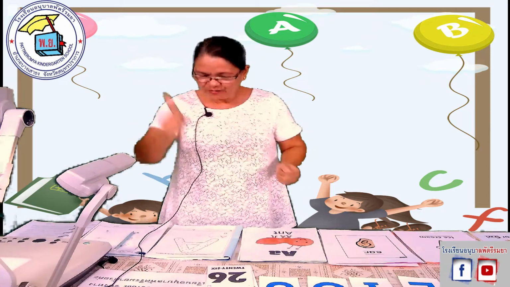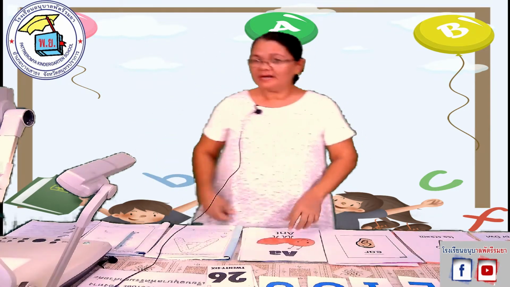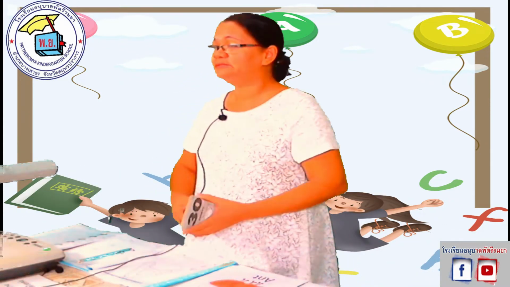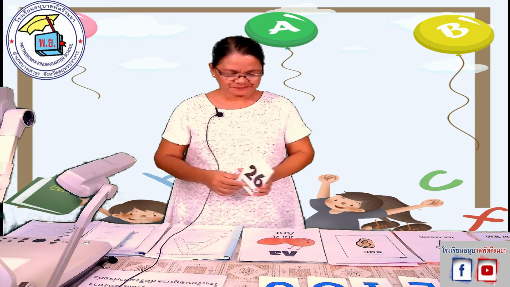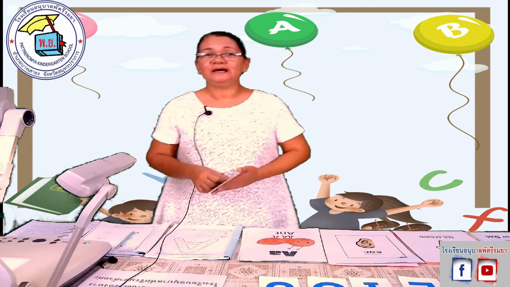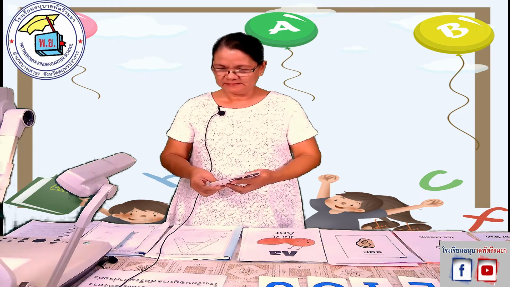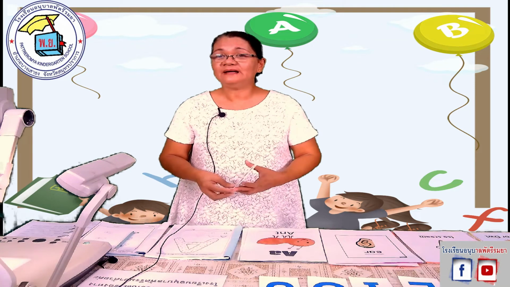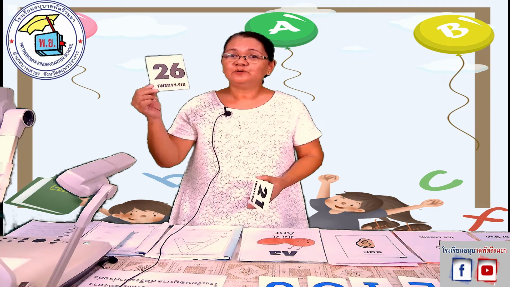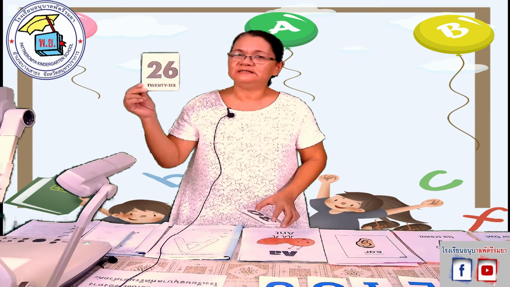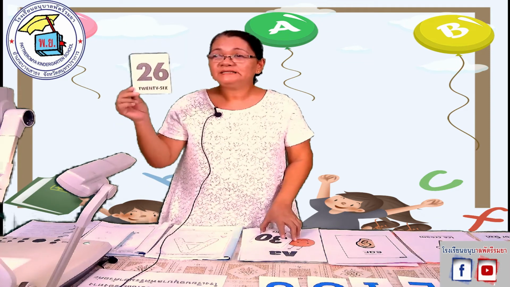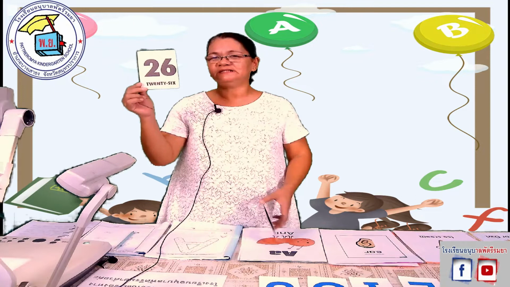Yay! Okay, very good. Are you ready? Okay, you are ready. Now we're going to start our lesson. How many letters are in the English alphabet? Did you know that? We have 26 letters in the English alphabet. You have to know that, understand? 26 letters in the English alphabet.